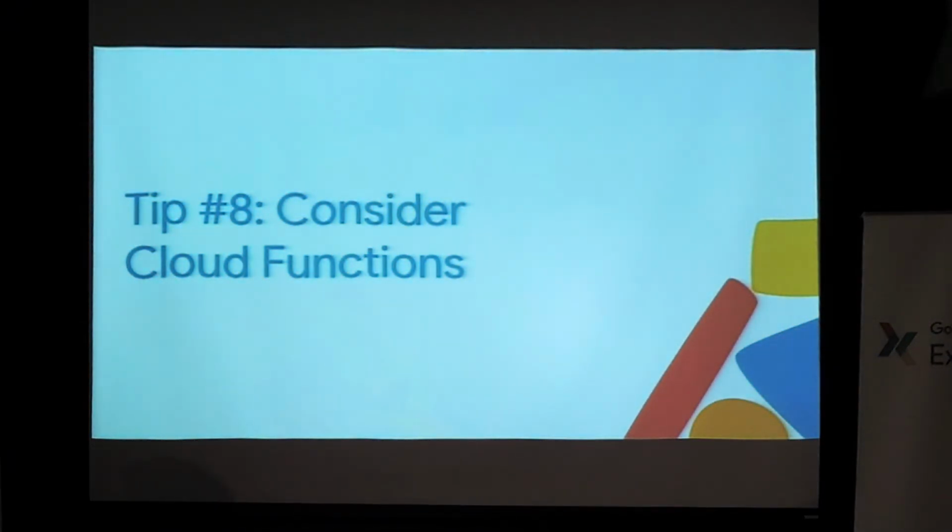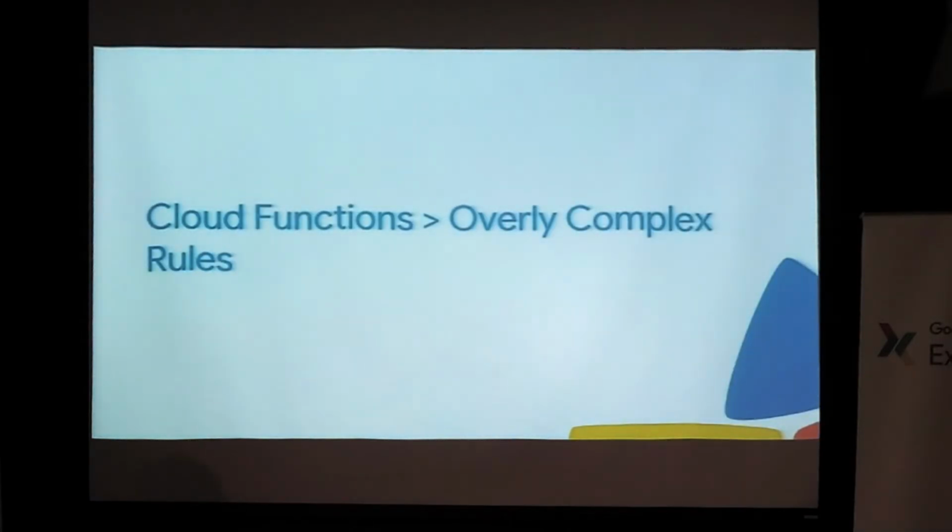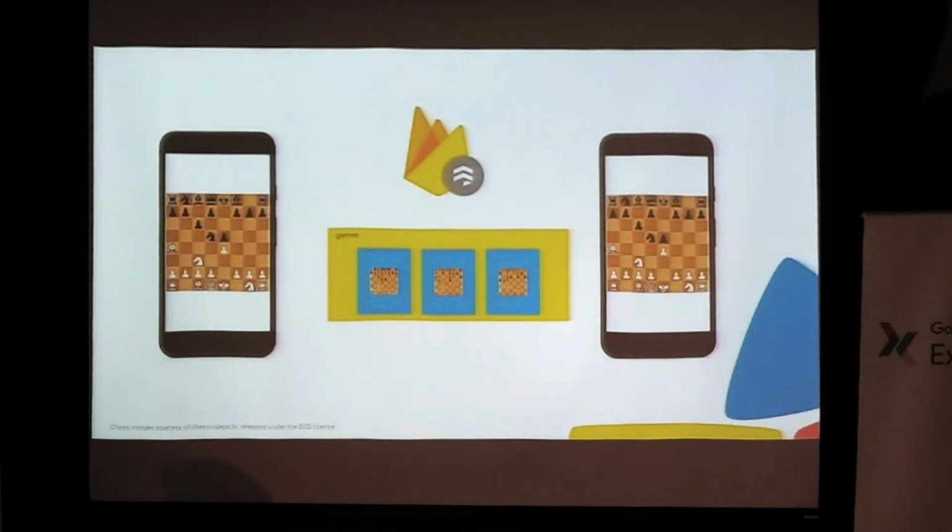Tip number 8, consider cloud functions. In my opinion, cloud functions are better than overly complex logic. And I'll try to explain why cloud functions are better than complex rules. Let's assume this use case. You have a chess game. So when a player makes a move, we're going to want to update our game document with a bunch of stuff. But there are a few questions you have to answer before doing that update.